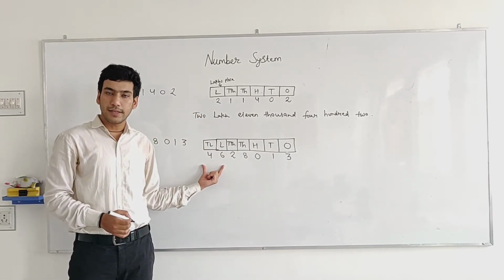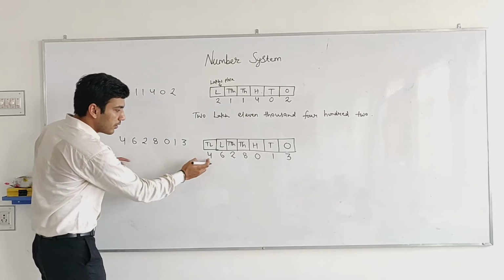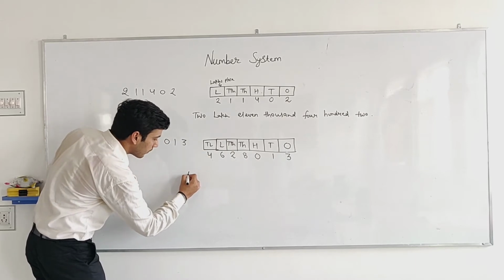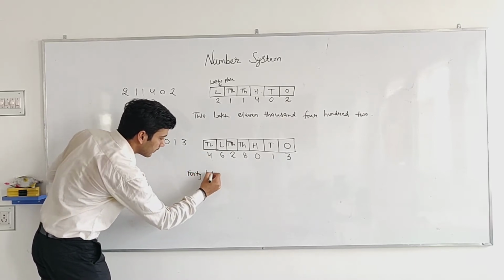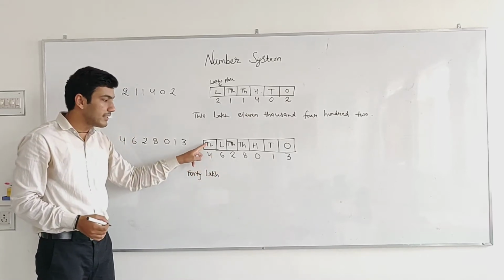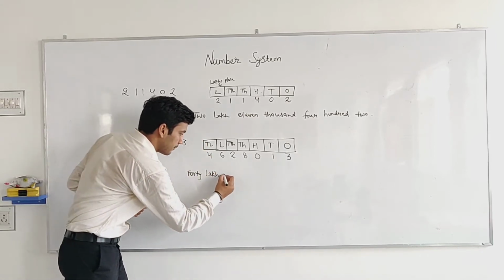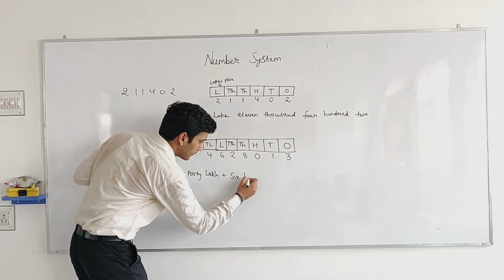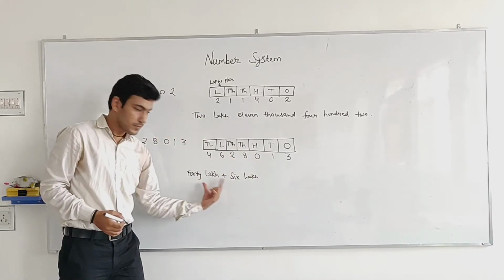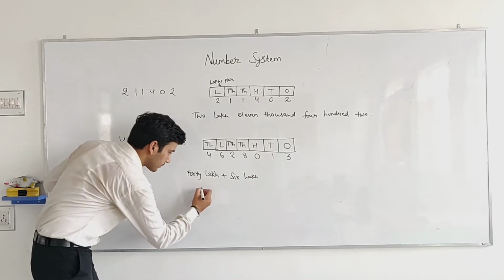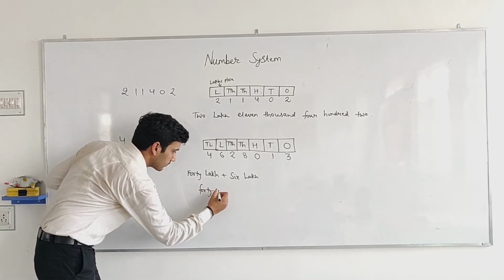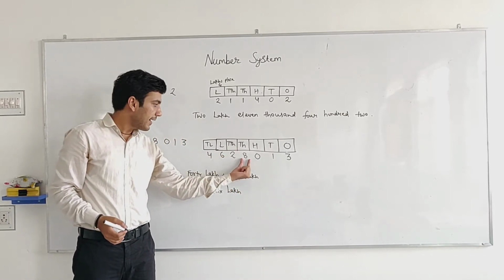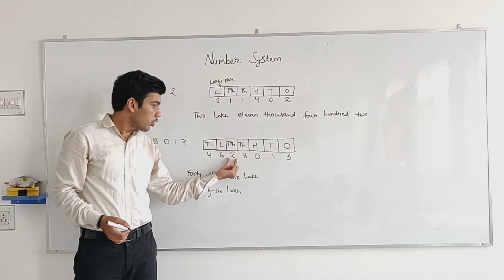Now if I want to write the number name of this number, then what's the number name? 4 is on 10 lakh place, so 40 lakh. Plus 6 is on lakh place, so 6 lakh. Now what will this make? 46 lakh. Next 2 is on 10,000 place and 8 is on 1000 place, so 28.